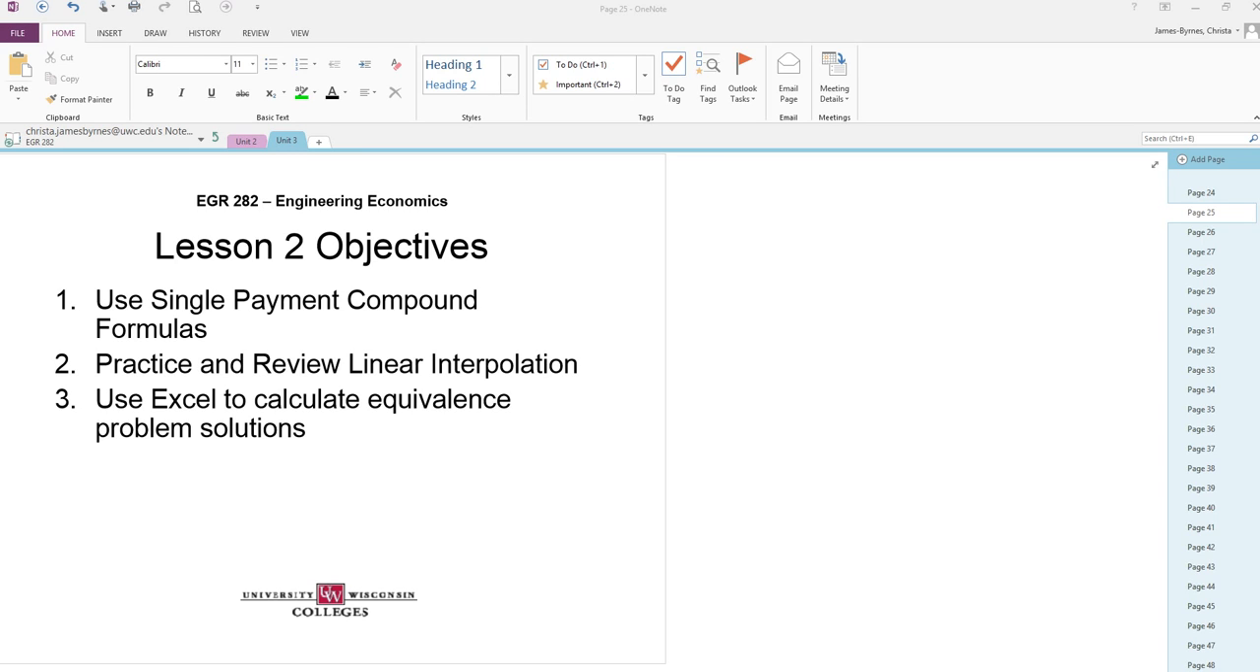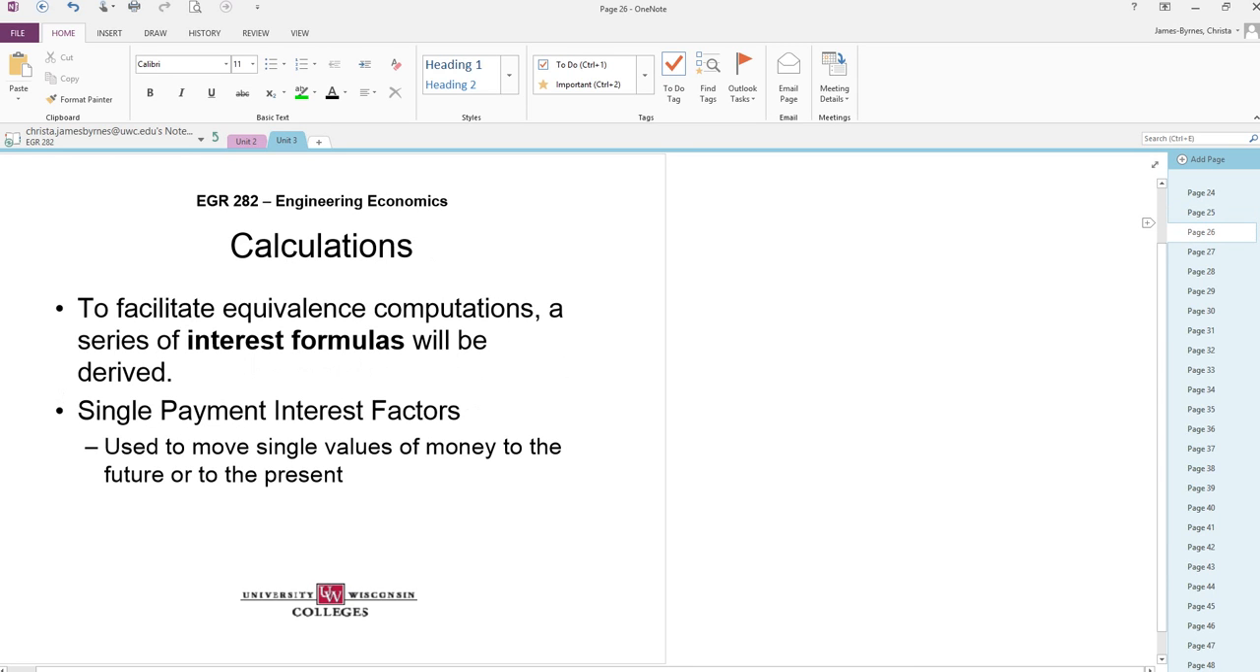Okay, in this lesson, we're going to use our single payment compound formulas. We've already showed you in class on Tuesday how to develop these formulas, so we're not going to spend any time doing that. You can read the lecture notes or the book for the derivation of these formulas. So, basically, we're going to use these formulas to calculate future and present amounts. These are called single payment interest factors.